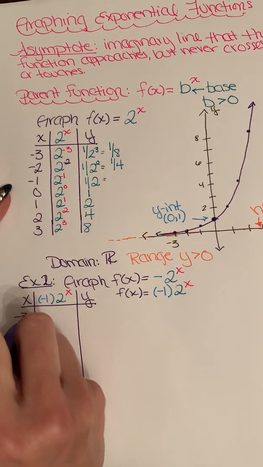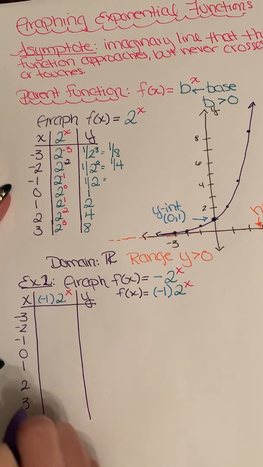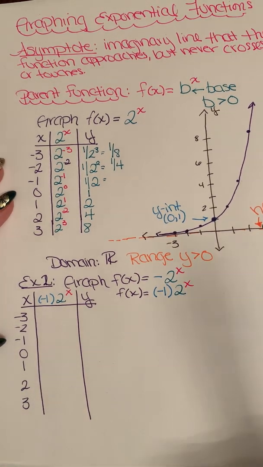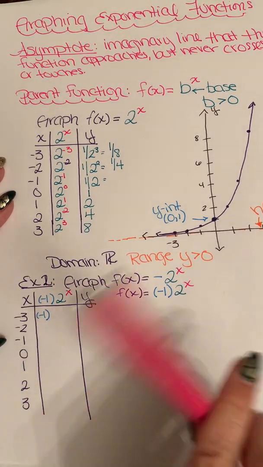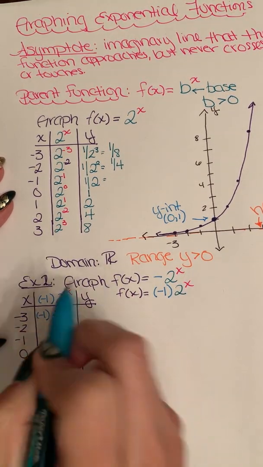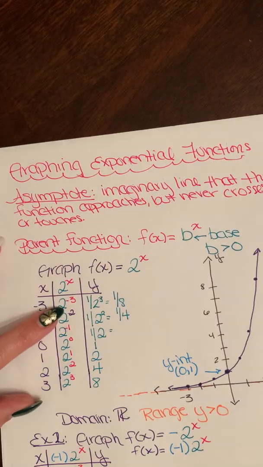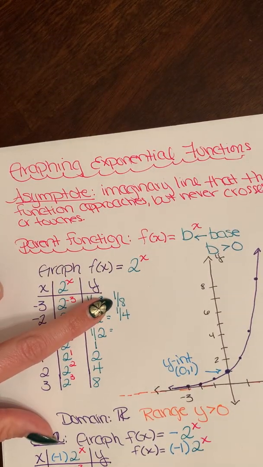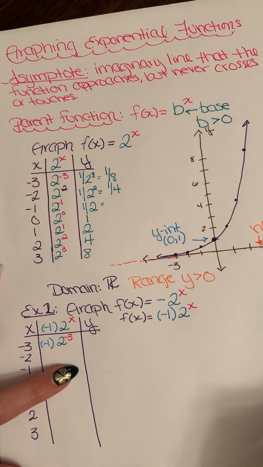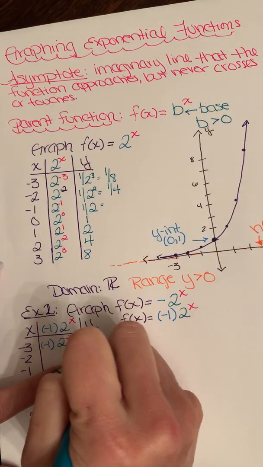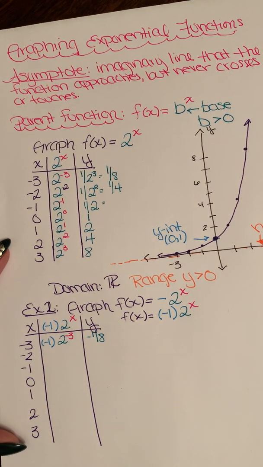So again, we have -3, -2, -1, 0, 1, 2, and 3. So if I do -1 times 2 to the -3rd, well, we know that 2 to the -3rd, we did that up here, 2 to the -3rd is 1/8. So 1/8 times -1 is -1/8. Okay? Does that make sense?